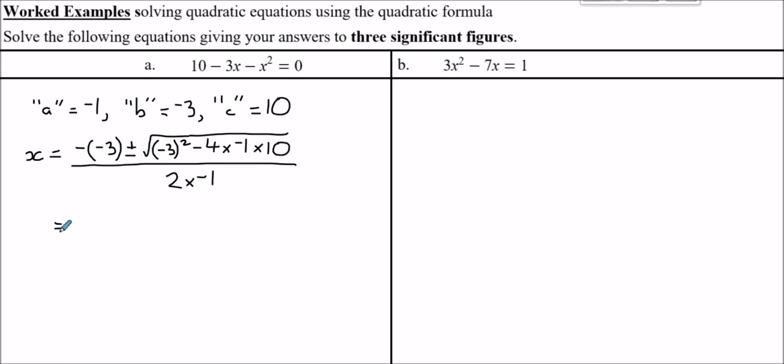Let's neaten this up now. You could do it on a calculator straight away. I'm going to show you that in a moment. Now in this square root, minus 3 all squared is 9. 4 times minus 1 times 10 is positive 40. 9 plus 40 is 49. So that's going to be all over 2 times minus 1, which is minus 2.